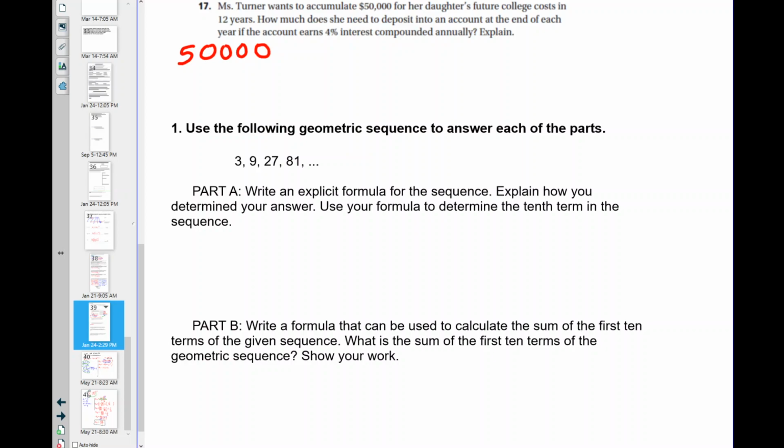What she wants to know is how much does she need to start with? She would have to continue depositing that amount at the end of every year, but how much would she need to start with? So let's just call this A sub 1, times 1 minus, what's the common ratio? 1.04. How much time is she giving herself? 12 years, over 1 minus 0.04.